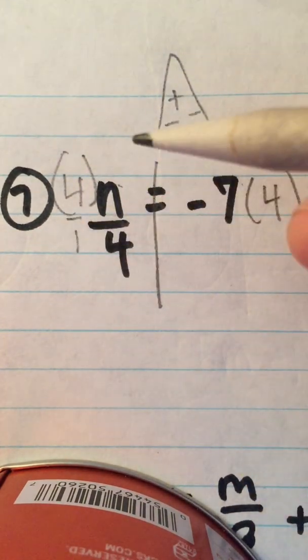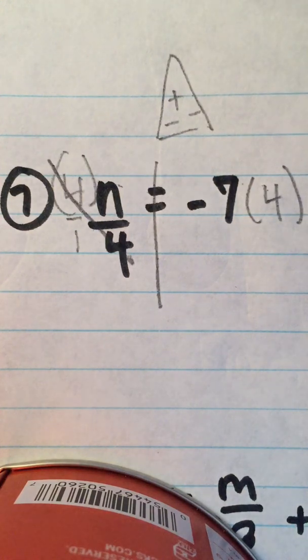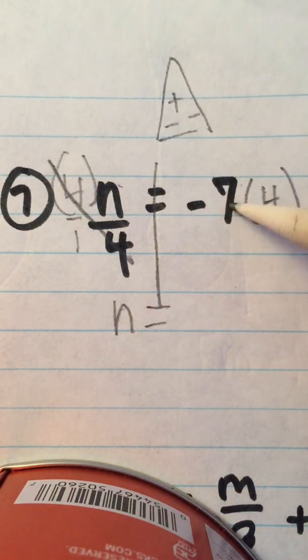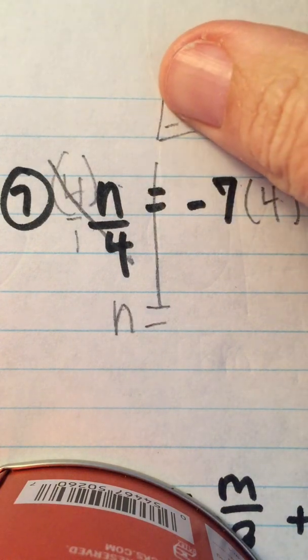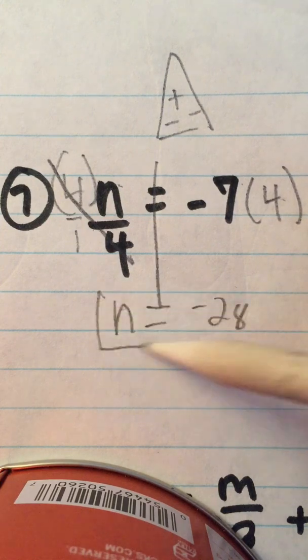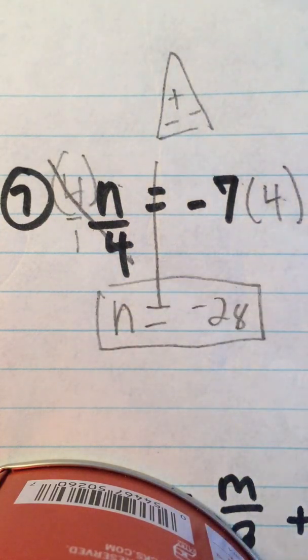This is the same as saying 4 over 1. This is why we're able to cross cancel here and are left with 1n. Now I have a -7 times 4. Negative times a positive leaves you with a -28. Okay.